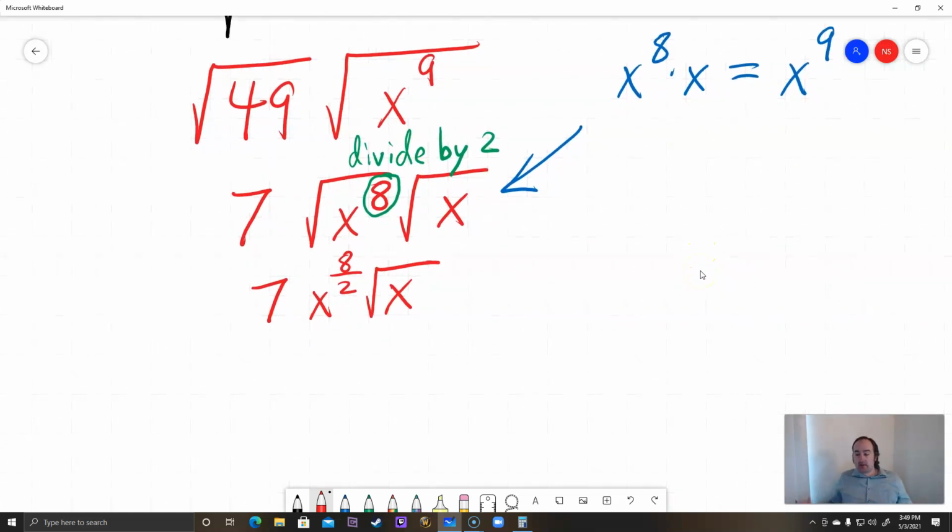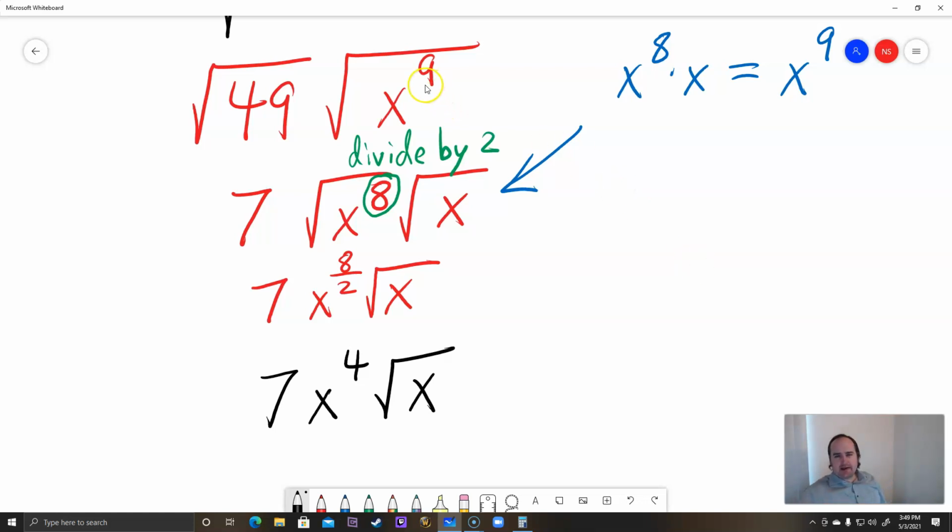Okay, and then 8 divided by 2, of course, is 4. So we're going to get 7 times x to the 4th times the square root of x. The trick there, what makes this problem tricky, is that when your exponent is odd, you have to rewrite it as 1 less times x. The exponent was 1 less than 9, so I wrote it as x to the 8 times x.